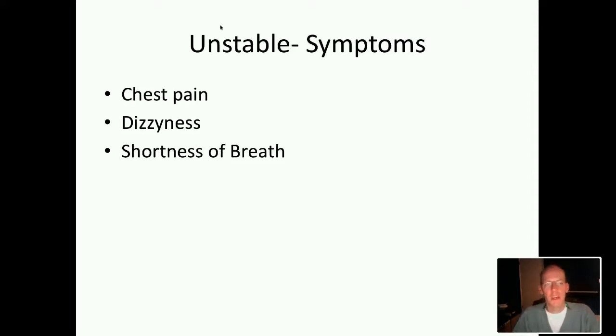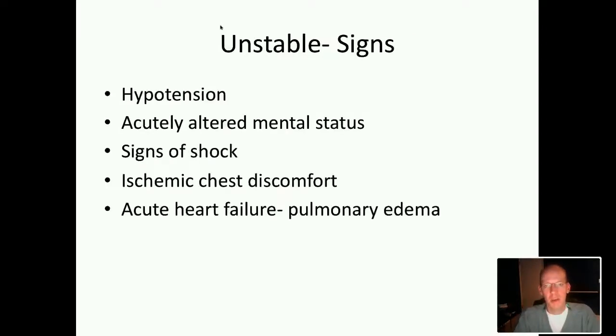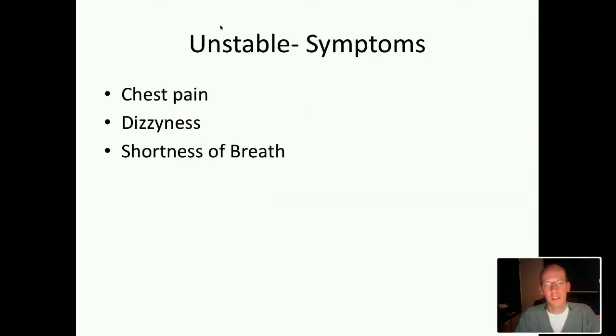What are the symptoms? Obviously chest pain, dizziness, and shortness of breath. These are the ones that the patient is going to report. Let me go back to the signs. Ischemic chest discomfort, you might see EKG changes for that. Hypoxemia might be the result of the acute heart failure. These are the signs, and then the symptoms are what the patient reports: dizziness, shortness of breath, and chest pain. So any of these symptoms or signs that are associated with a rapid heart rate prompt you to place the patient in the unstable category for your treatment algorithms.